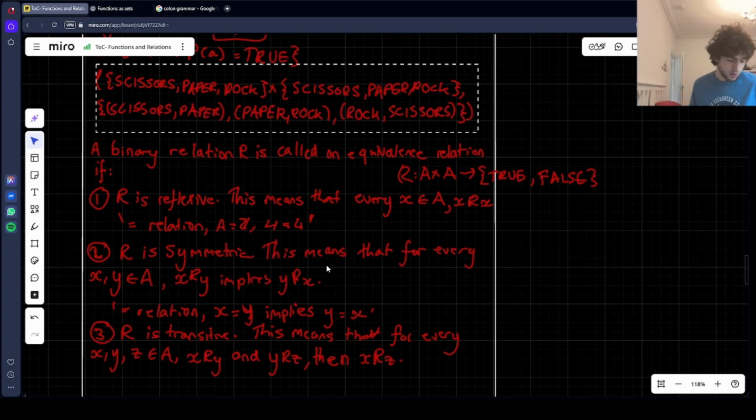Effectively, another way of saying that is that if X is related to Y and Y is related to Z, that implies X is related to Z. What I should really say here is that if X is related to Y and Y is related to Z, then X is related to Z. Again, another example here is the equals relation. If X equals Y and Y equals Z, then certainly X equals Z.